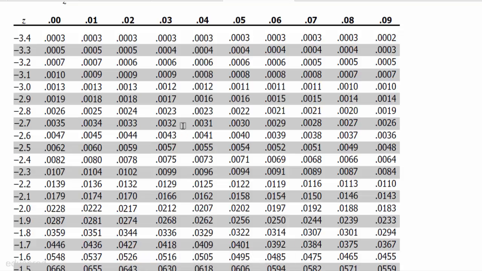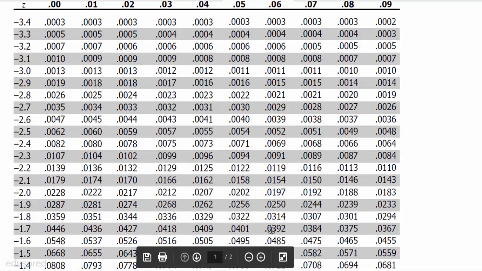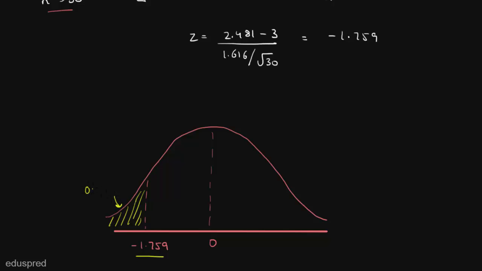So this is the negative cumulative probability table, and from this table we have to find the probability corresponding to a Z value of minus 1.759. We can round it off and say that we have to find the probability corresponding to the Z value of minus 1.76, and that probability is 0.0392. So the probability corresponding to Z equal to minus 1.76 is 0.0392. Note that this probability value is not your p-value.